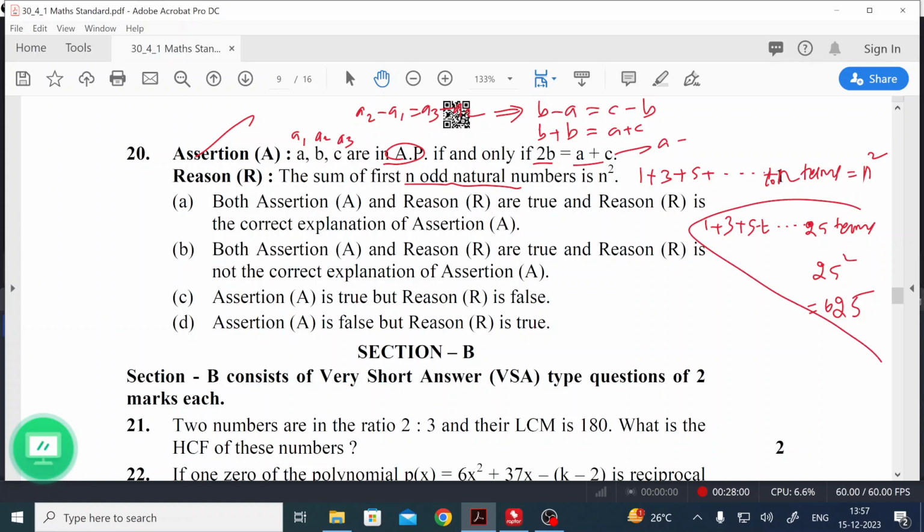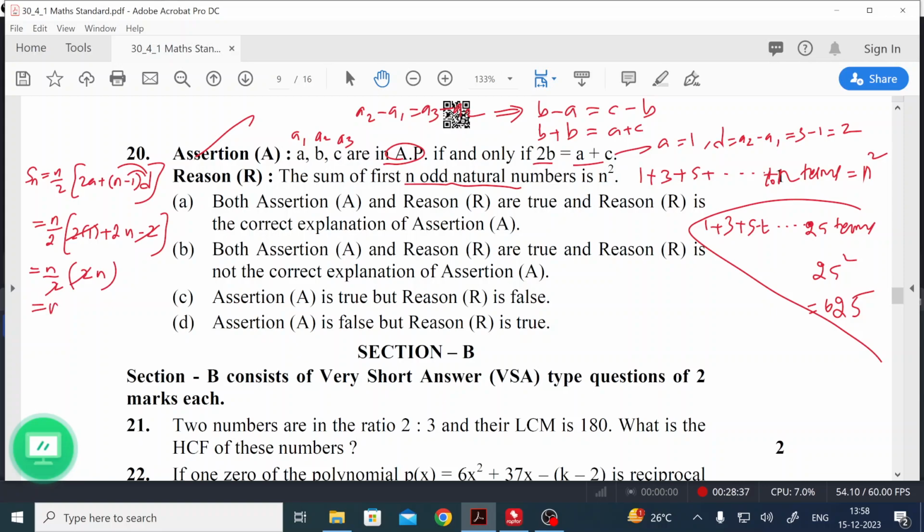So, here A value 1, D value A2 minus A1, in the sense 3 minus 1 equal to 2. As per the formula, Sn equal to n by 2 into 2a plus n minus 1 into D. N value is n only, because they mentioned n number of terms. 2 into A value 1, n value n only, D value 2. If you apply, you multiply the 2 times n minus 2. 2 into 1 is 2 only, this 2 will be cancelled. So, n by 2 into 2n, the 2 will be cancelled. So, what am I getting? N square. Then is it correct?